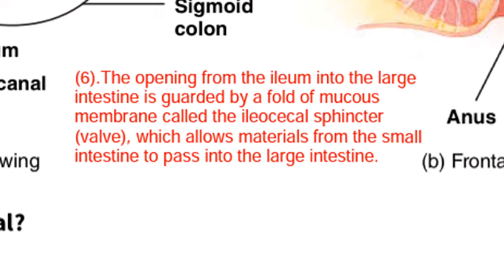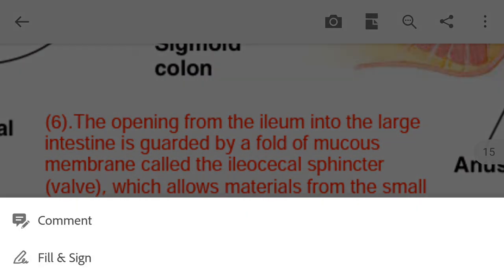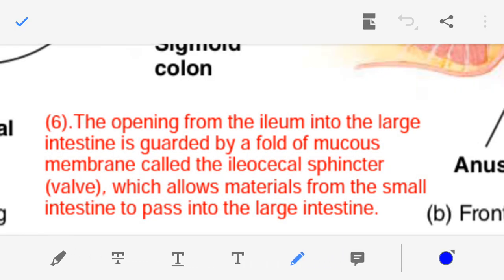Now here they are talking about one valve, where this valve is present and what is the name of the valve. Okay, so the name of the valve is ileocecal sphincter, and what is this sphincter made up of? It is made up of mucous membrane.